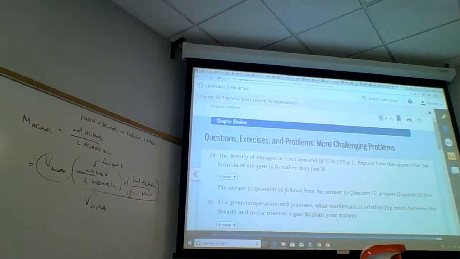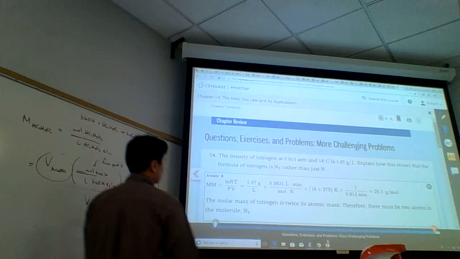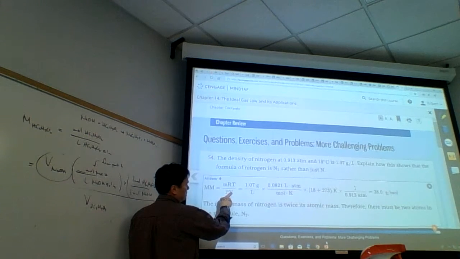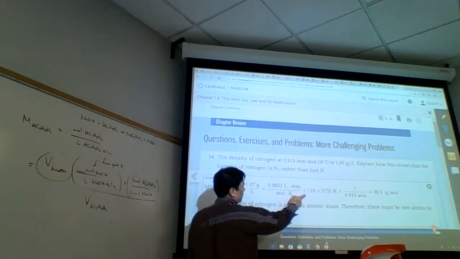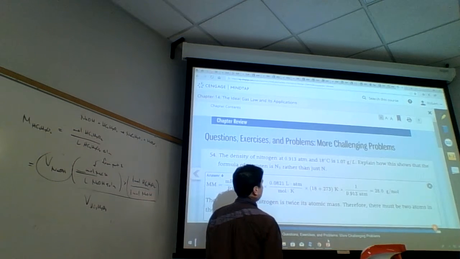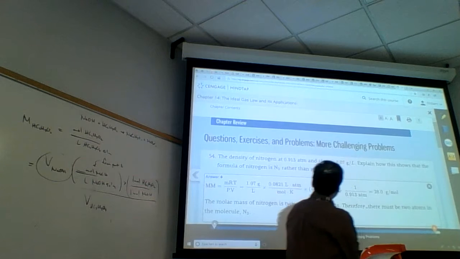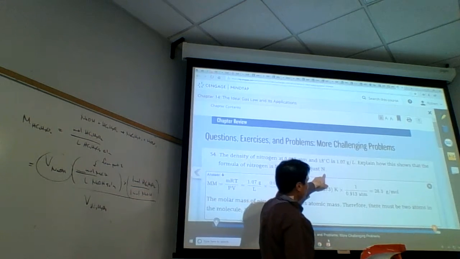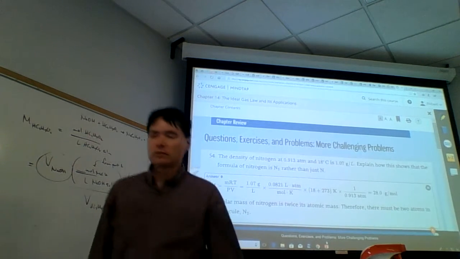And so let's see here. So the molar mass is equal to mRT over PV. M, mass over volume, is the density. So we have the density times RT divided by P. And we get 28 grams per mole. If it's N2, it's 28. If it's just N, it's 14 grams per mole. So since it's 28, it's got to be 2 nitrogens there. So it's going to be N2.